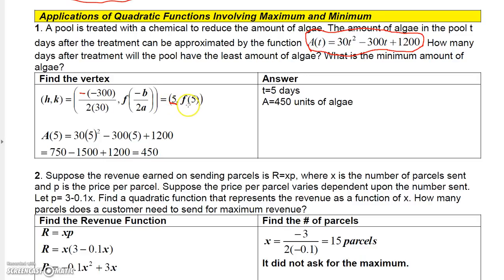Now, I have no idea what units algae are measured in, but if you plug 5 back into this function and evaluate this function for t equal 5, you can actually find the algae that you have. So you're going to minimize, get the minimum amount of algae after 5 days, and the actual minimum is 450.